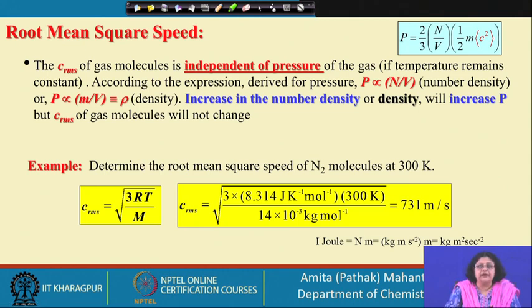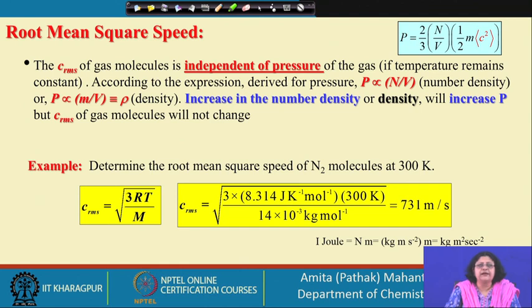Another factor which needs to be remembered: we have this expression of pressure, but in the expression of the RMS speed, we do not have a term of pressure. So, the RMS speed of a gas molecule is independent of the pressure. If the temperature is held constant, the speed of the gas molecules is independent of the pressure of the gas.